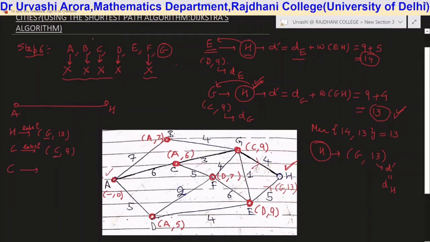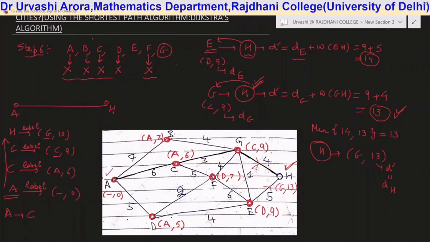Now the vertex C has a label from the graph, which is A6, and A is, of course, the first starting vertex whose label we have already given initially. This is the label which we gave to start the method, which is -0. So now starting from the last step to the first step, this is the shortest route, which means that the shortest route is from A you have to go to C, and from C you have to go to G, and from G you have to go to H. So this is the shortest route.